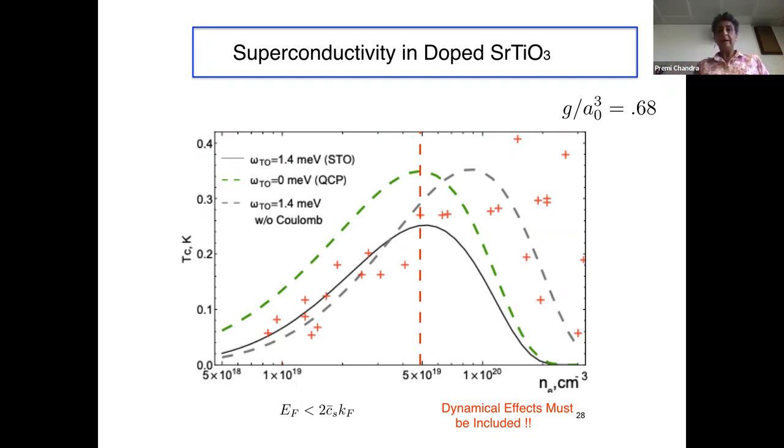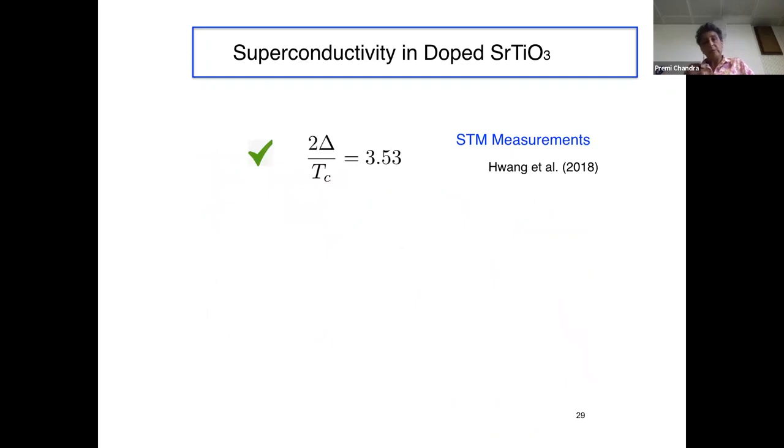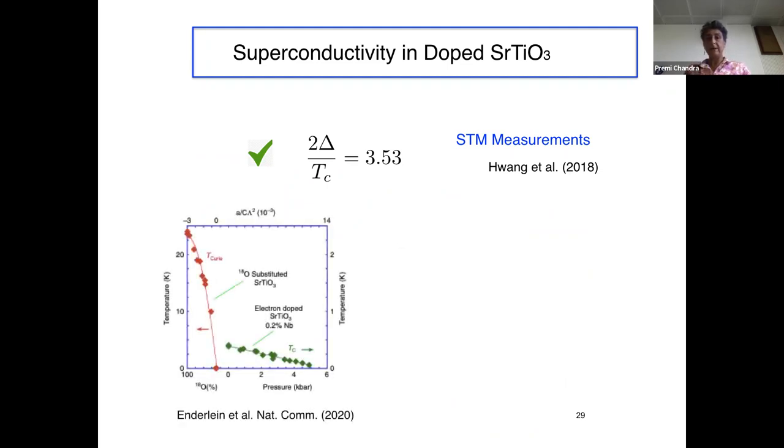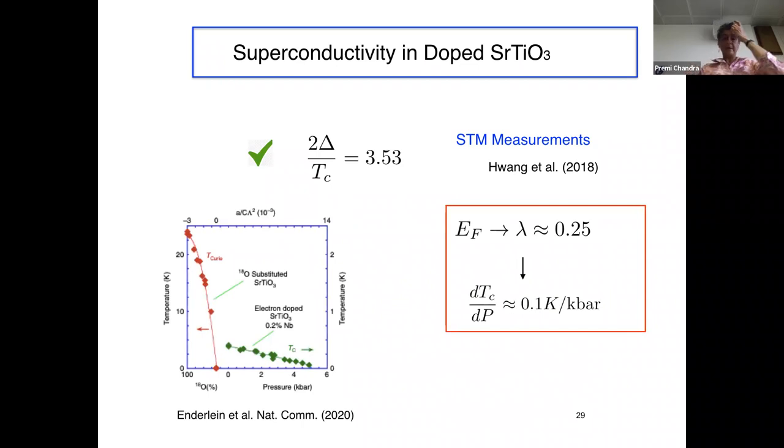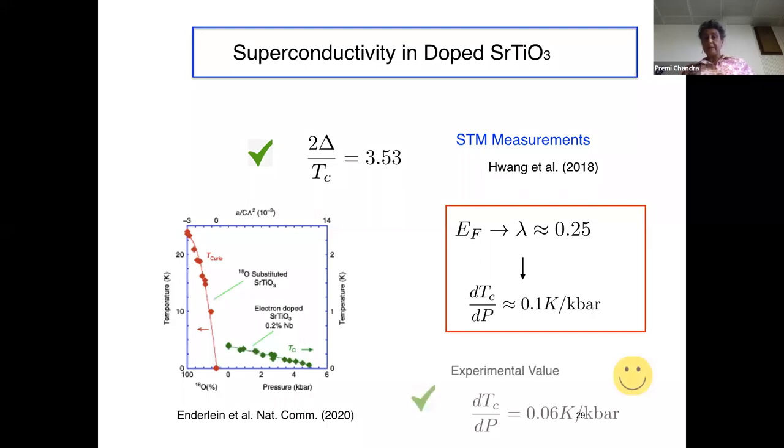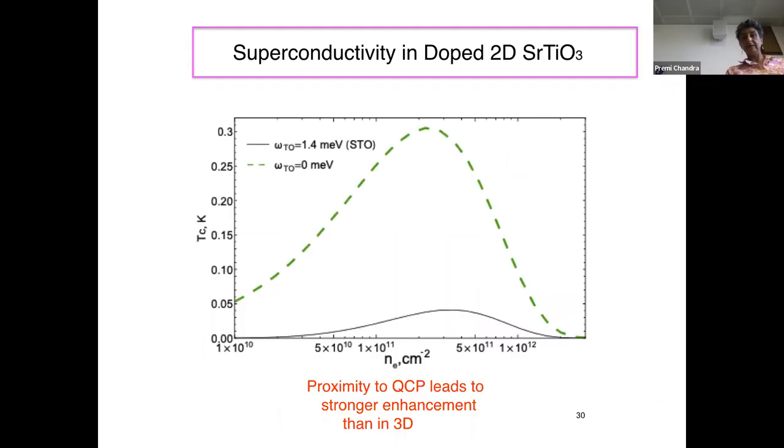Okay. Now, so what do we have so far? We have that thanks to Lev Gorkov, we know that 2 delta over TC is 3.53. We also can explain how, as we get to the quantum critical point, we can explain what DTC over DP is. We get about 0.1 Kelvin per kilobar. Gill and colleagues get about 0.06. Okay, so that's good. Now, what can we predict?